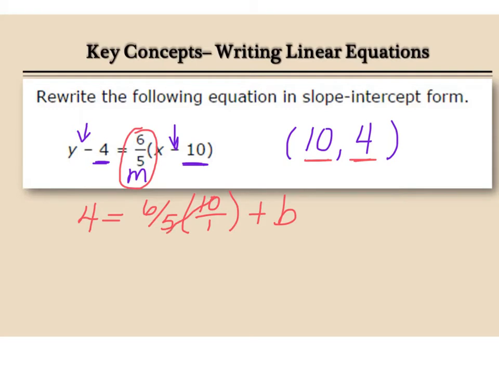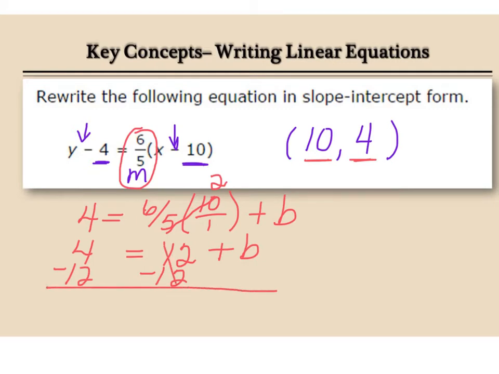Those simplify. 6 times 2 is 12 over 1. So I have 12 plus b. I'm going to subtract 12 from both sides. That's gone. I have -8 equals b. So I now can write the equation in slope-intercept form.